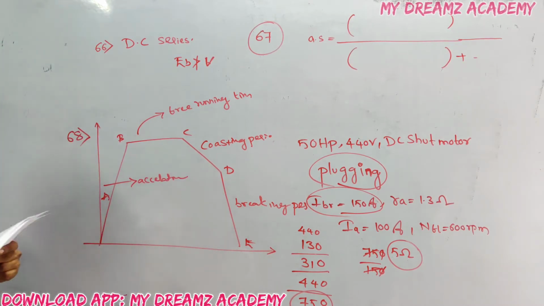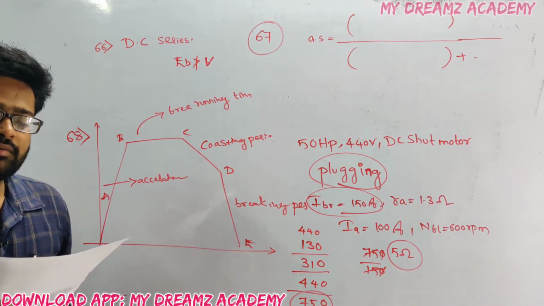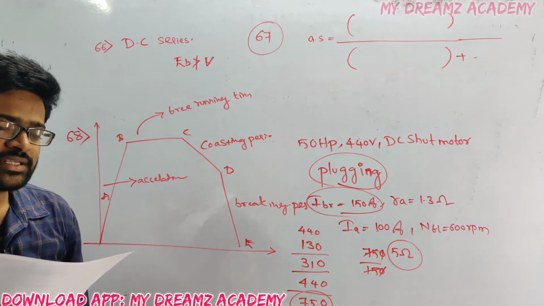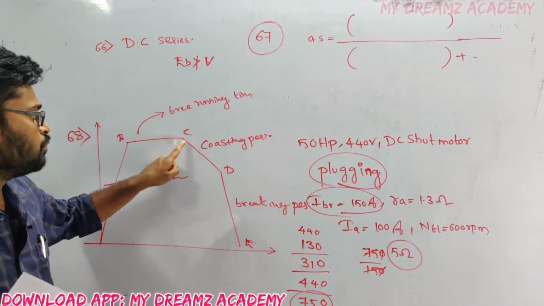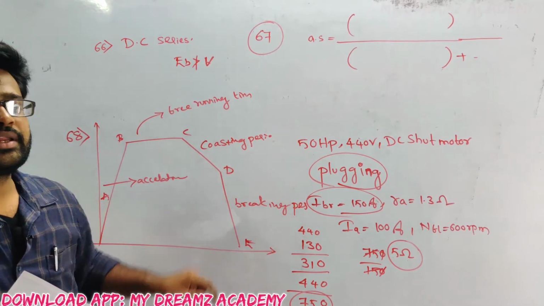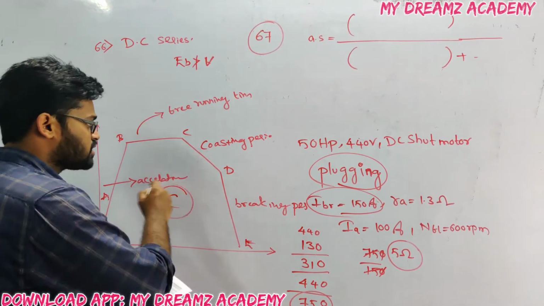Now the question is, the typical speed time curve of a train running on a main line service is shown in figure. In this, CD represents what? The CD is representing coasting period. So option C is correct for this question, coasting period.